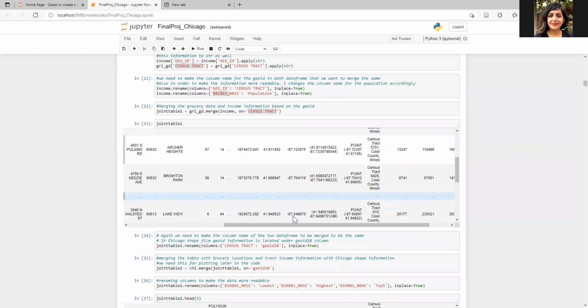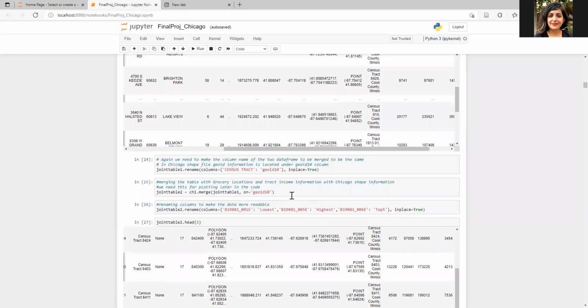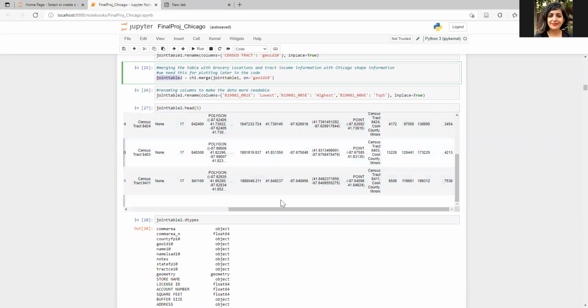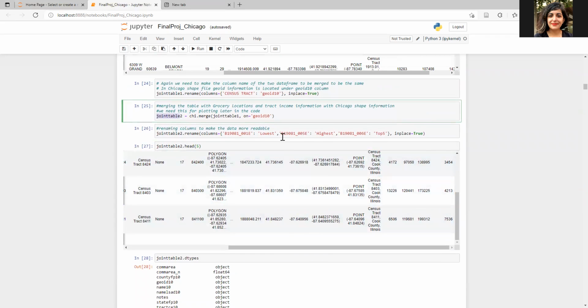I created my first join table. Now, after connecting income and population with location of grocery shops, I needed to bring in my third data set, which is the shapefile of Chicago. CHI was my file name for Chicago's shapefile. I created another join table, join table 2, and merged Chicago's shapefile with join table 1, so it now has everything in it. And I again did some cleanup.